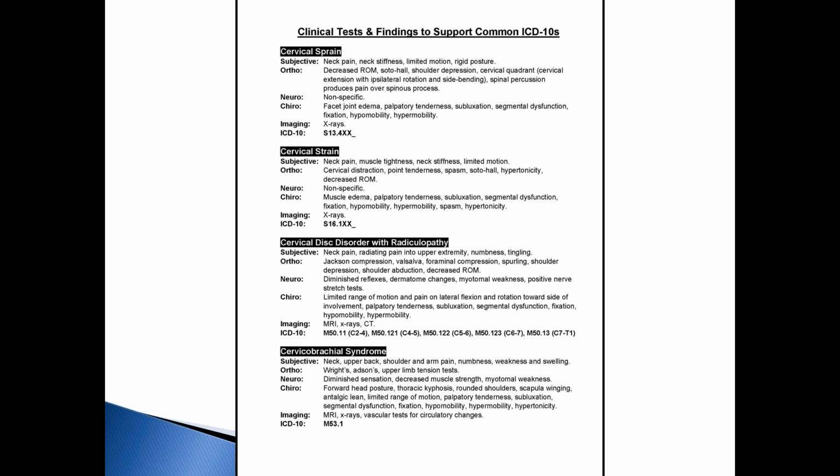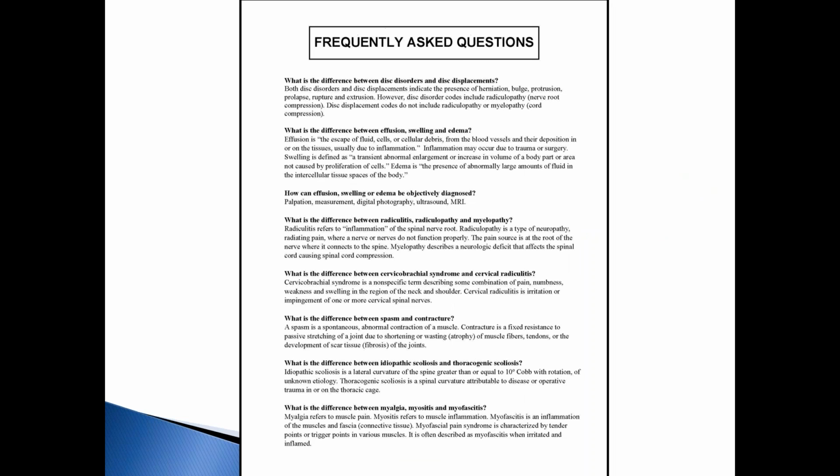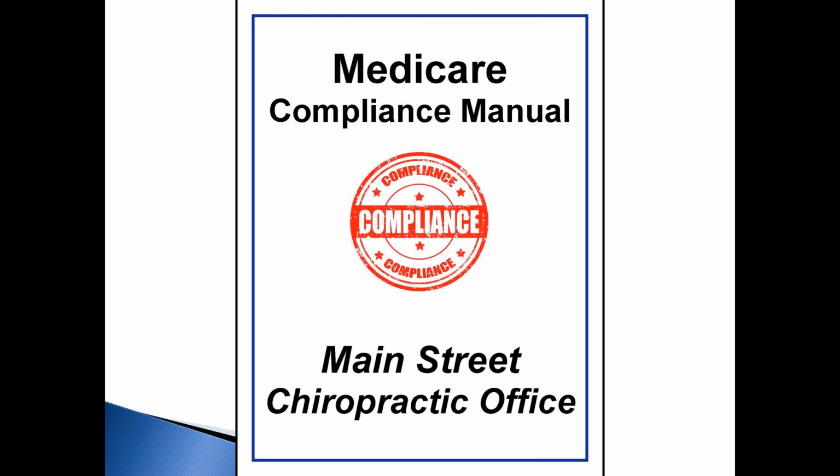I mentioned this page out of the book, which gives you the diagnosis codes and then the ortho, neuro, chiro test to support it. We also have a section in this book on frequently asked questions, like what's the difference between spasm and contracture? What's the difference between myalgia, myositis, myofasciitis? What's the difference between effusion, swelling, and edema? How do you diagnose that? So these are common questions that I have received over the years. I put them in the book. Excellent section.